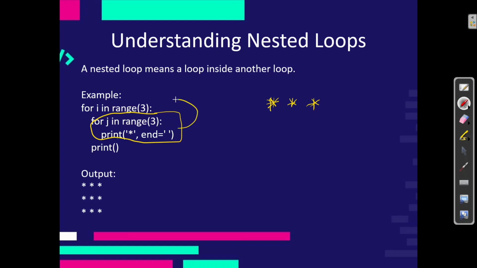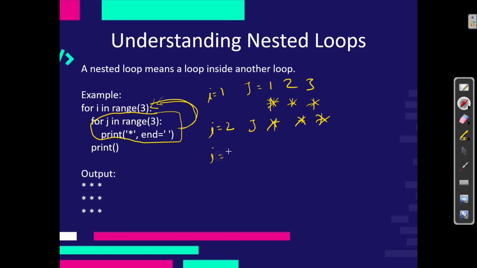Now this loop will move to the outer loop, which is for i in range of 3. When i value is 1, then j value is 1, 2, 3. Now i value is equal to 2, and j value is again 1, 2, 3. So for 1, 2, 3, it will print a star. So 3 times it will print a star.